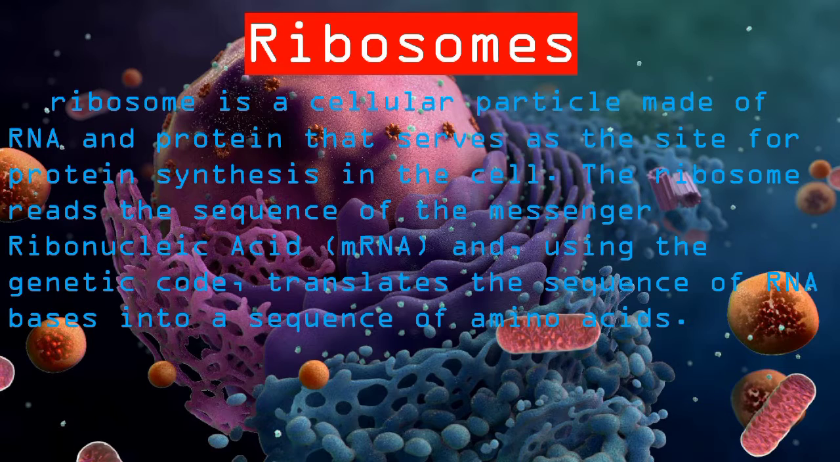Ribosomes. A ribosome is a cellular particle made of RNA and protein that serves as the site of protein synthesis in the cell. The ribosomes read the sequence of the messenger ribonucleic acid, or mRNA, and using the genetic code, translate the sequence of RNA bases into a sequence of amino acids.